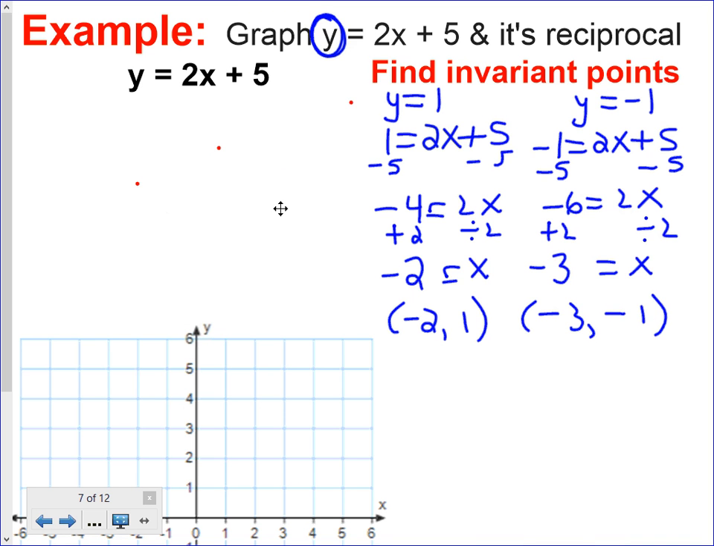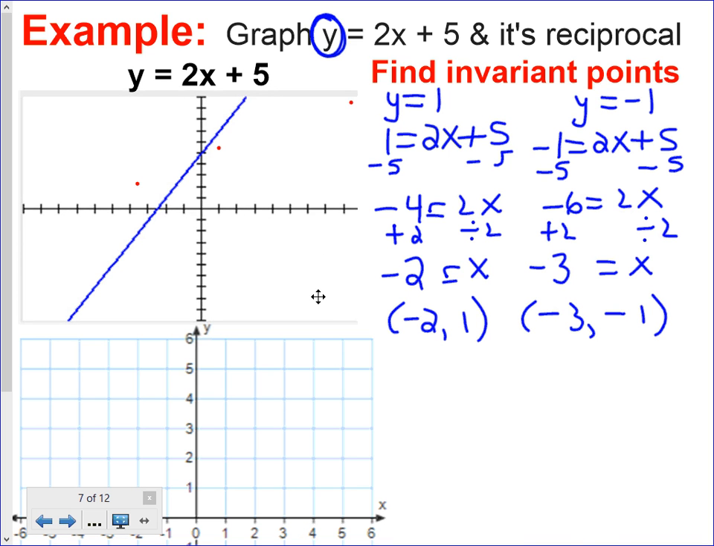Now let's examine the graph of y equals 2x plus 5. So that is a linear graph. So let's plot these invariant points that we just calculated at negative 2, positive 1, and negative 3, negative 1. Then the next thing that I want to figure out is my x and y intercepts. And again, you can do that on your calculator. And I label those on my graph.